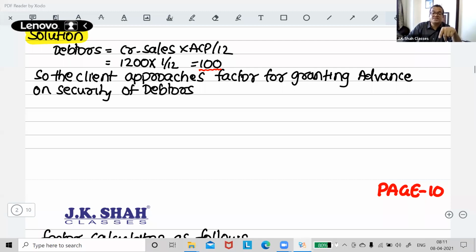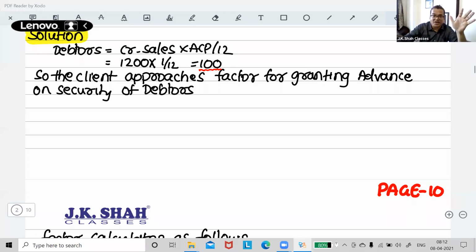The approach would be that we try to find out what is a better option for the company: whether they should hand over this collection process to the factor, or they should collect on their own. When they collect on their own, it is called in-house collection. And when they hand it over to the factor, it is called factoring. These are the two options.